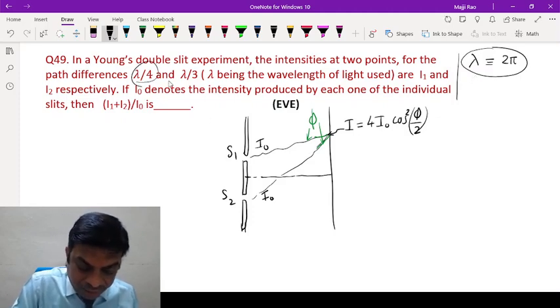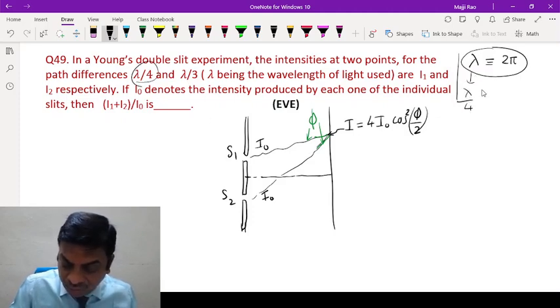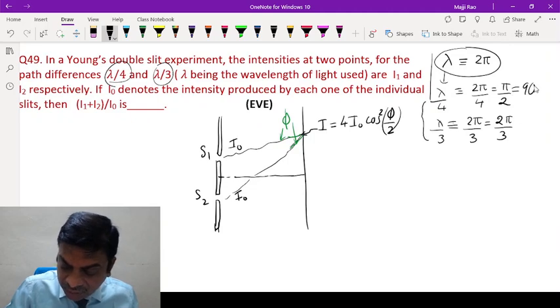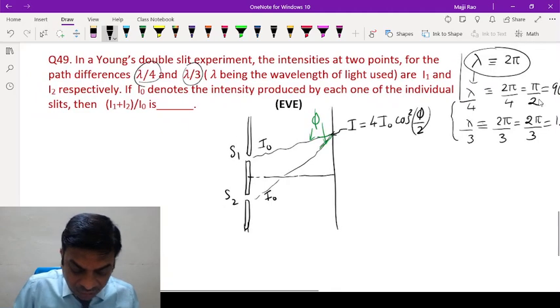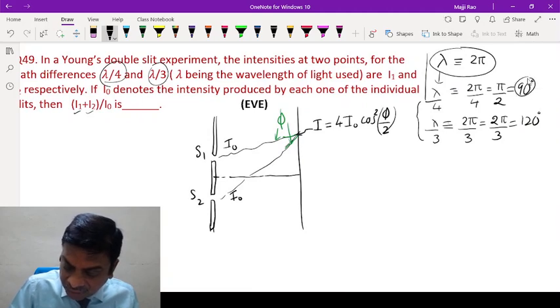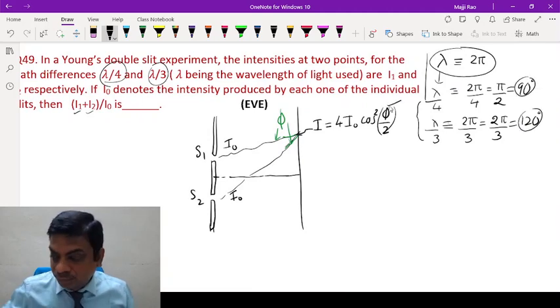So accordingly, a path difference of lambda by 4 will be equivalent to a phase difference of 2 pi by 4, that is pi by 2, that is 90 degrees. And a path difference of lambda by 3 would correspond to a phase difference of 2 pi by 3, that is 120 degrees. Okay. You can write them in degrees because it is more convenient. So accordingly, we can get I1 and I2 by substituting these values in the place of phi. Here, phi is the phase difference between the interfering waves.